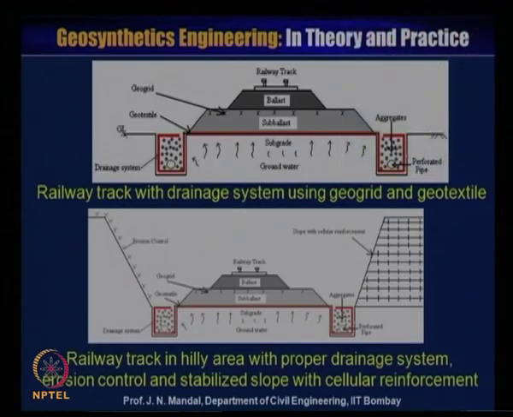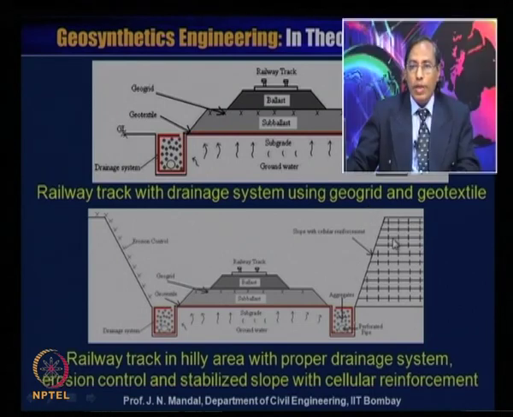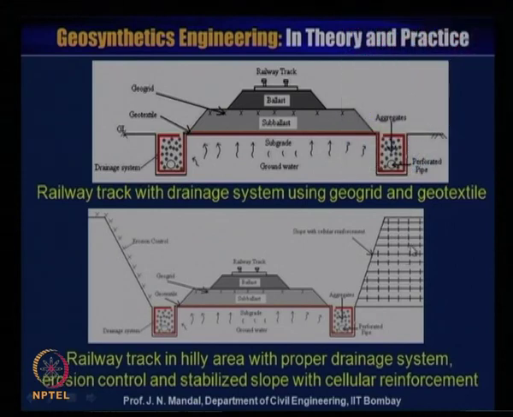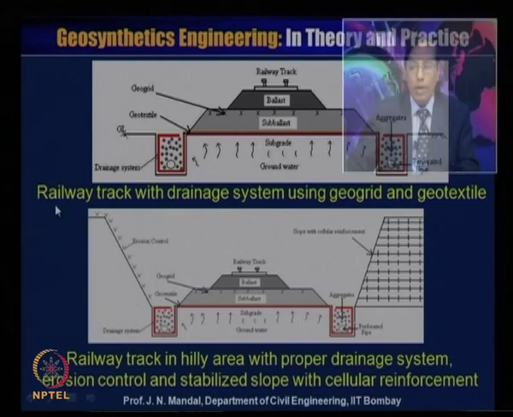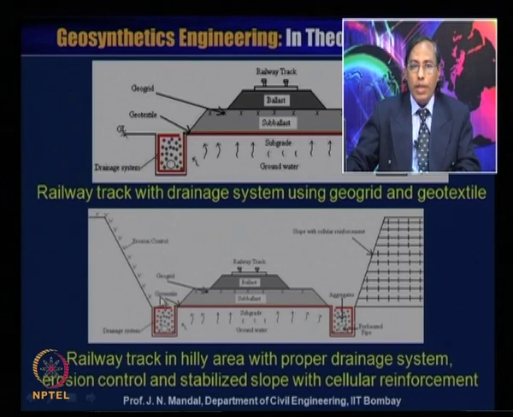You can see some railway track in the hilly area. Here is the hilly area with the proper drainage system, and you can see on one side that it is a hill, you can provide a kind of cellular reinforcement, and if the space is a shortage, the length can also be reduced, or if there is any mountain and space is not enough, you can provide cellular reinforcement. So this is the railway track in a hill area where you can use that cellular reinforcement, or if there is erosion on the other side, then you can provide the geotextile material, even a natural material, and also the grass can grow here.